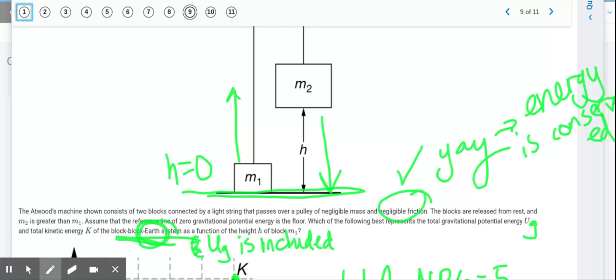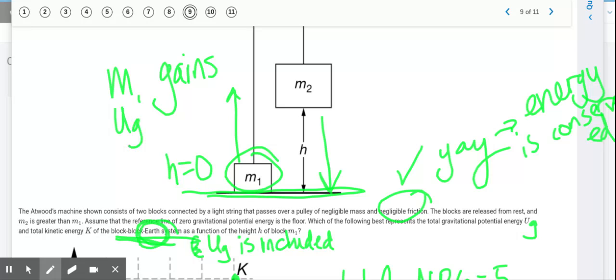This doesn't stay on the ground. M1 doesn't stay on the ground. So M1 will now gain UG, right? So at no point in time is this block-Earth system going to be without gravitational potential energy. It doesn't get to zero. They don't both end up on the ground.